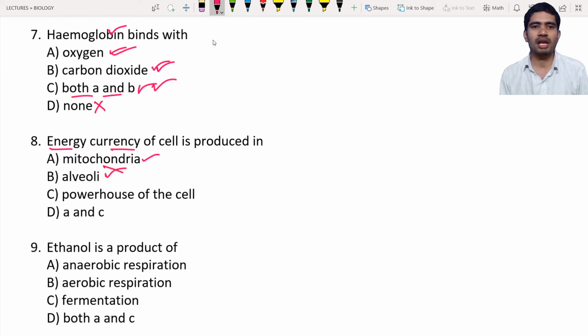Why? Because it is going to help only in the exchanging of the gases. Okay, next, powerhouse of the cell. Powerhouse of the cell means mitochondria. Okay, so it is correct.